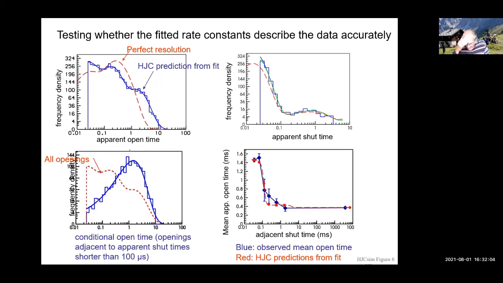The solid blue line shows the prediction from the fitted mechanism and rate constants. So you can see that the fit is very good. The apparent shut time only goes up to 10 milliseconds, you see, because we can't be sure we've only got one channel, so we're only using short shut times. Again, the blue line fits the data well.